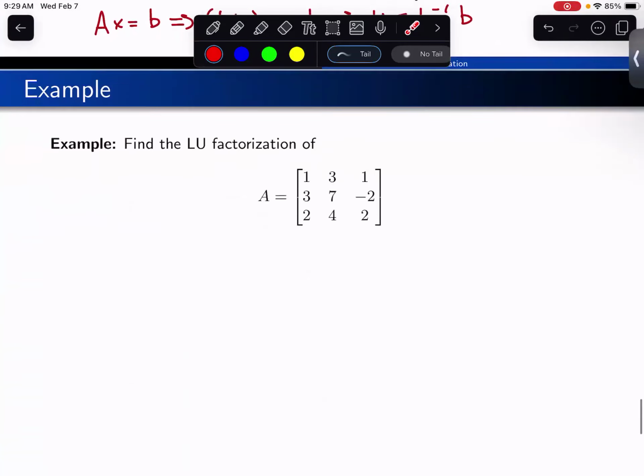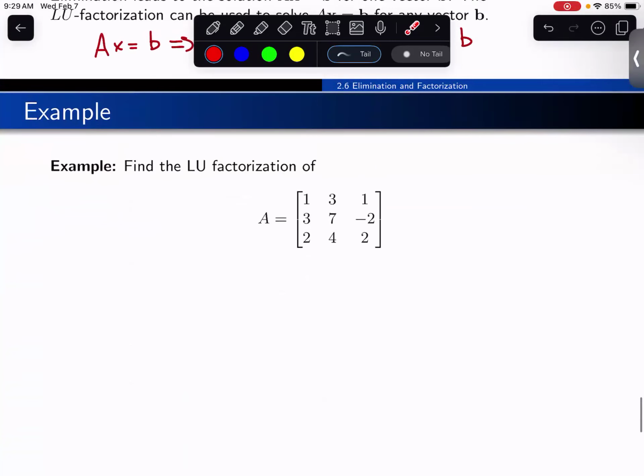Okay, so I just wanted to go through one example, and then this will finish section 2.6, and then we'll go on to section 2.7. For this example, it wants you to find the LU factorization of the following matrix. So this is just going to be a 3x3 matrix A.